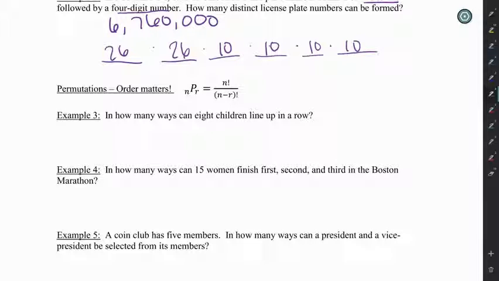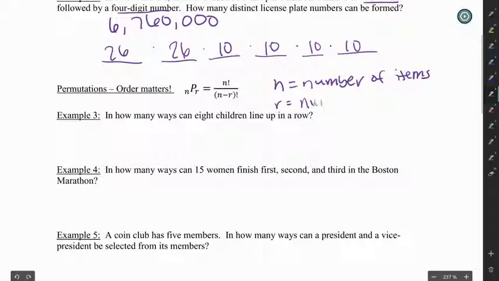In permutations, order matters. So when order matters, we're doing nPr, which is n factorial over n minus r factorial. So n is the number of, we'll call them items, and r is the number of items selected. Now, order matters are things where we're lining people up in a row. Also, order matters if we are assigning people specific jobs, things of that nature.